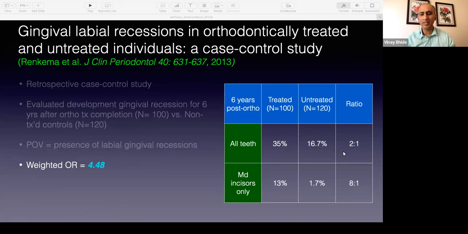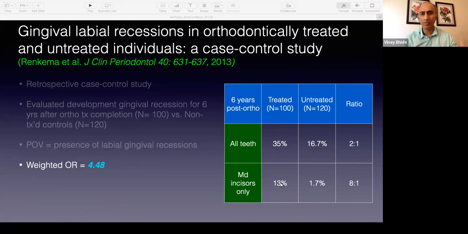When they looked at the mandibular incisors only, now remember there's 100 patients and 13%, so 13 teeth essentially, 13 patients developed recessions compared to the untreated controls, which was only about 2%. There was an 8-fold difference between untreated and treated. Now, when you look at these numbers, 35% of patients, regardless of where the teeth were, developed recessions, but 13% in the mandibular incisor region. 13 out of 35 is almost 1/3. So this was the most affected group of teeth in this study period.